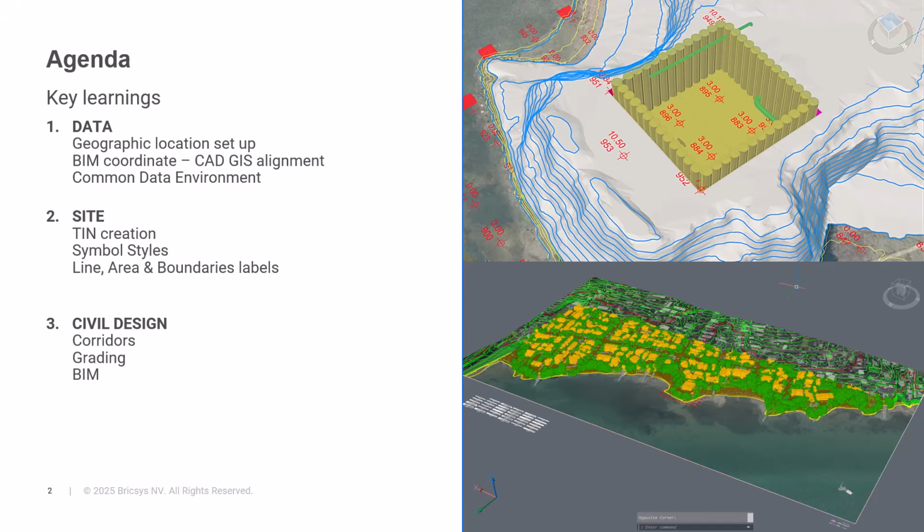Finally, for part three, we'll look at some of the civil design tools covering corridors, grading, and then some of the basics for building information modeling with BricsCAD BIM.